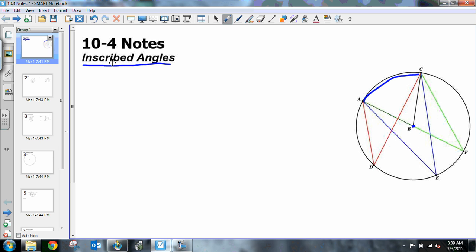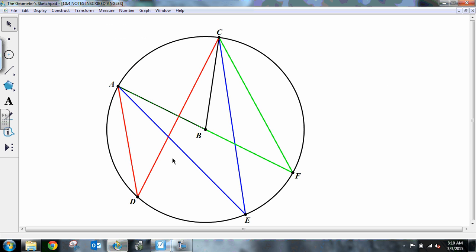But when I'm talking about an inscribed angle, I'm talking about angles that are created from an arc, but whose vertex of that angle is not the center of the circle. So angle D would be an inscribed angle, angle E would be an inscribed angle, and angle F would be an inscribed angle. And there is a relationship between D, E, and F and the angle B. So the first thing I want to do is let's just go ahead and calculate what those angles are. I'm going to use some Geometer's Sketchpad software to do this.